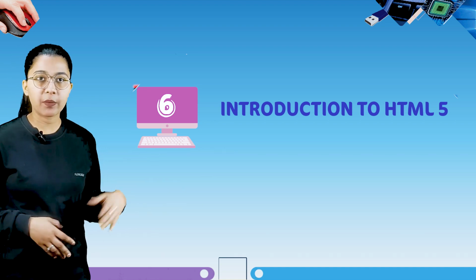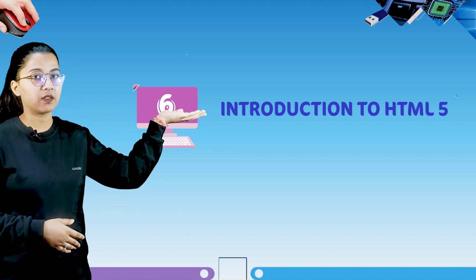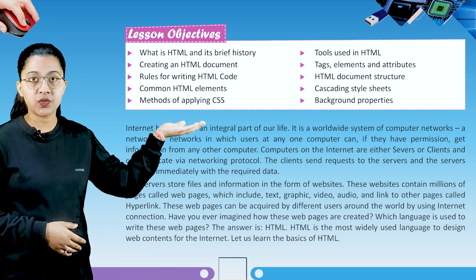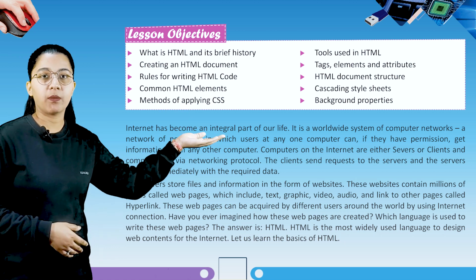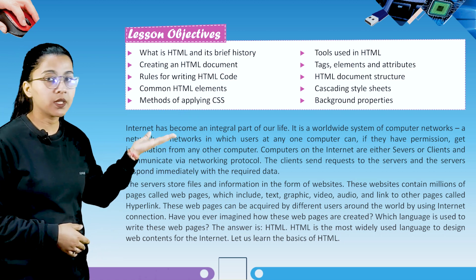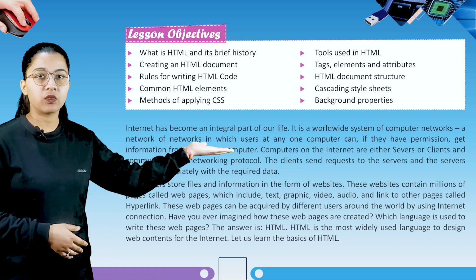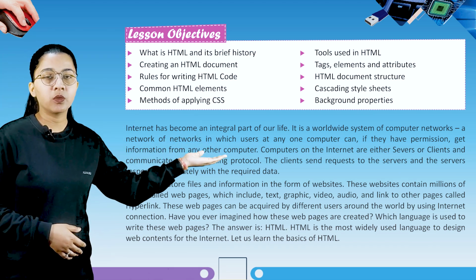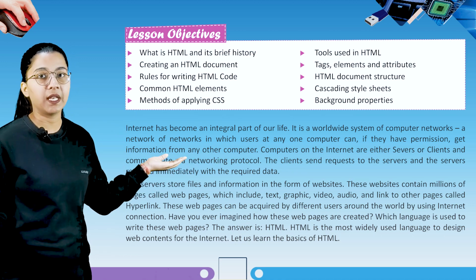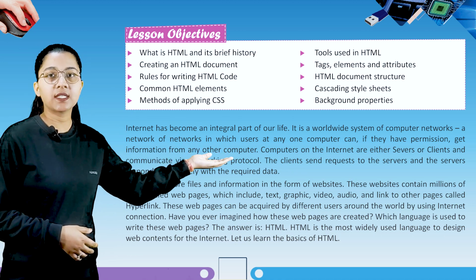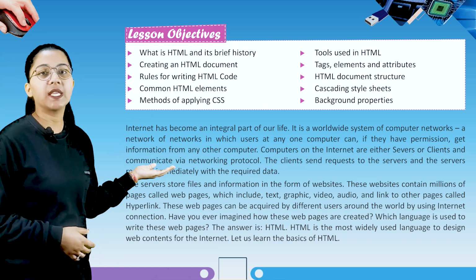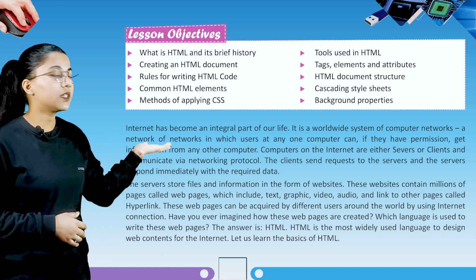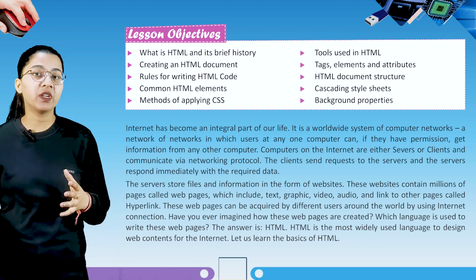So before we start our chapter, here we have some lesson objectives and those are: what is HTML and its brief history, tools used in HTML, creating an HTML document, tags, elements and attributes, rules of writing HTML code, HTML document structure, common HTML elements, cascading style sheets, methods of applying CSS, then lastly background properties. All these topics we are going to discuss in brief in this chapter.